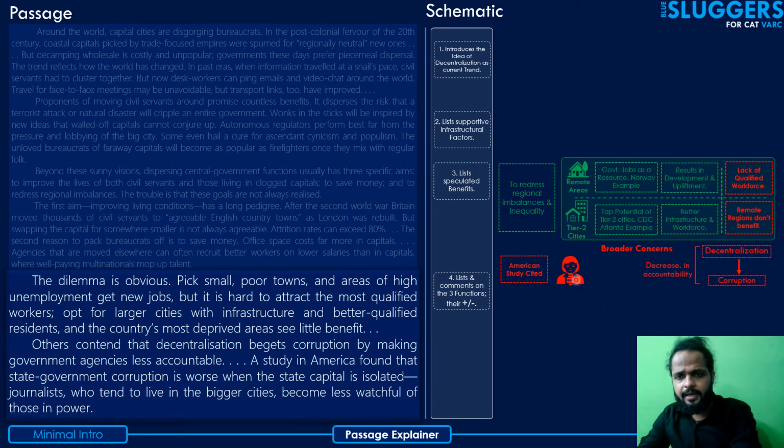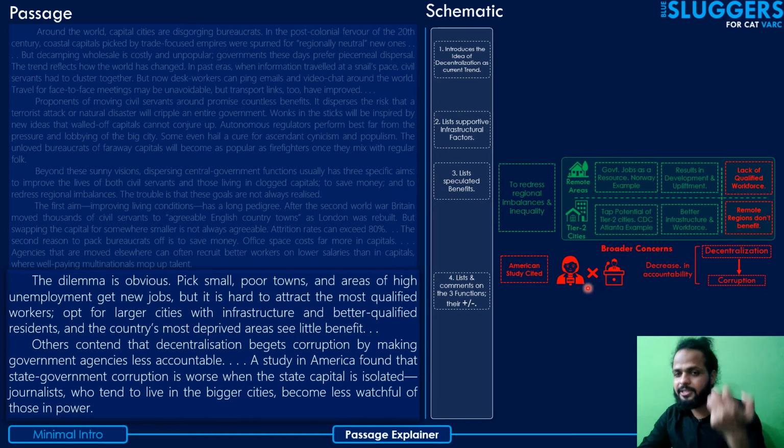And journalists, who generally tend to live in bigger cities, become less watchful of those in power because the people who are now in power have moved to the more remote areas, right? They move to more remote areas, or they move to the tier 2 cities. And now these journalists, who haven't followed them along, who still live in the main capital cities, won't be so focused on these bureaucrats who are not living in the capital cities anymore.